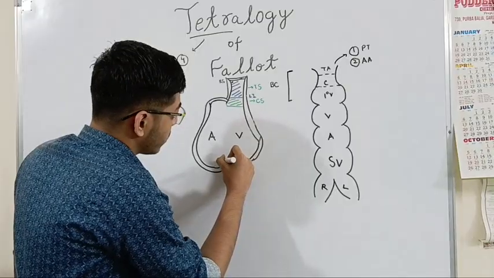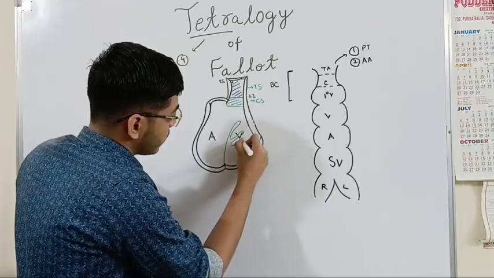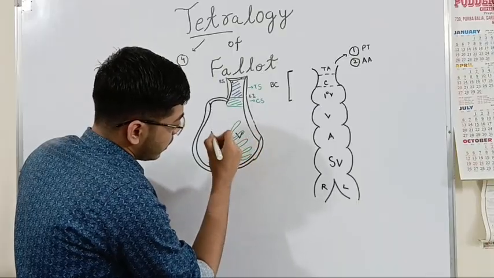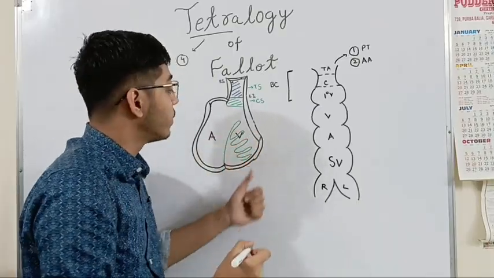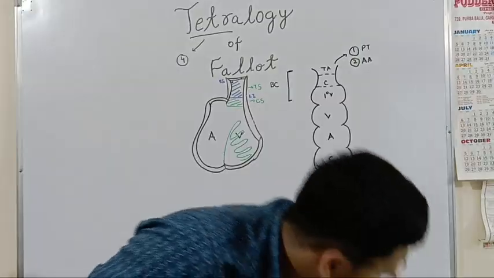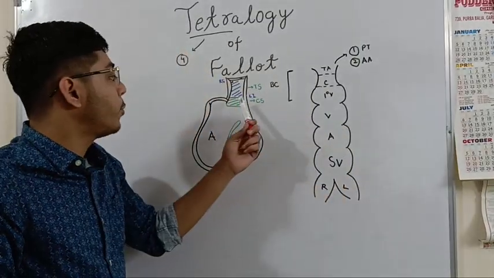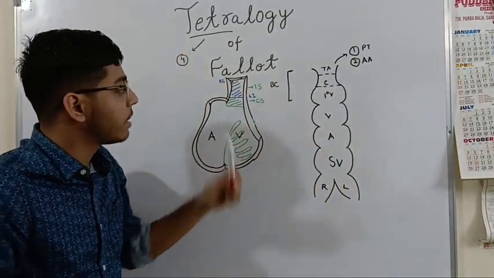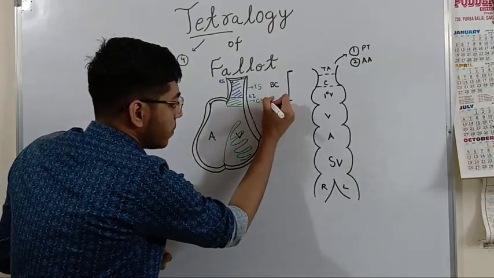So let us suppose this is the muscular part of the interventricular septum. So now we can see that there is a huge gap between the conal septum, and this conal septum is also known as the bulbar septum.